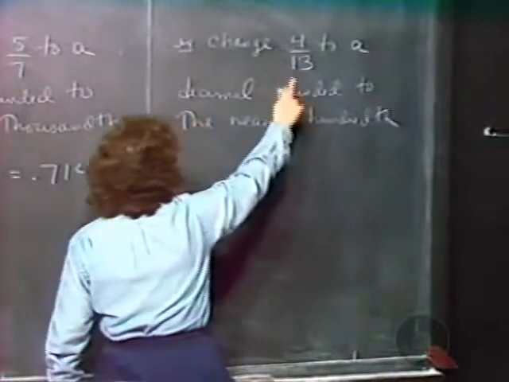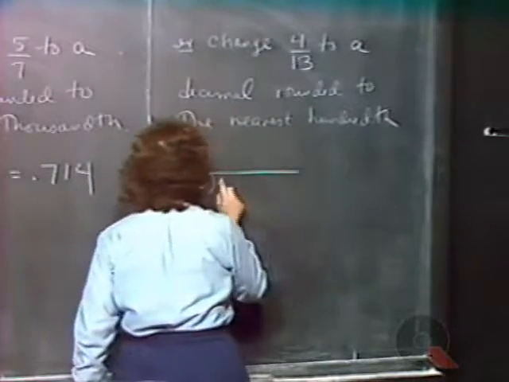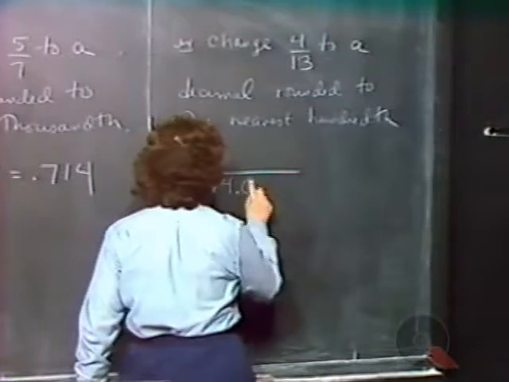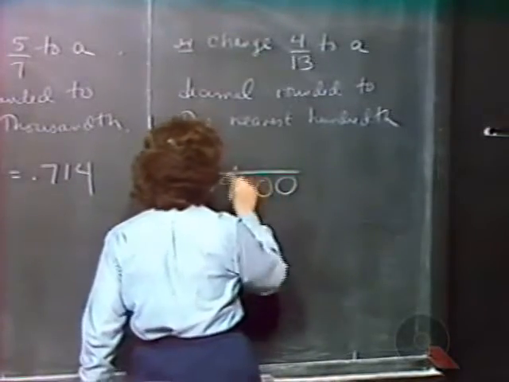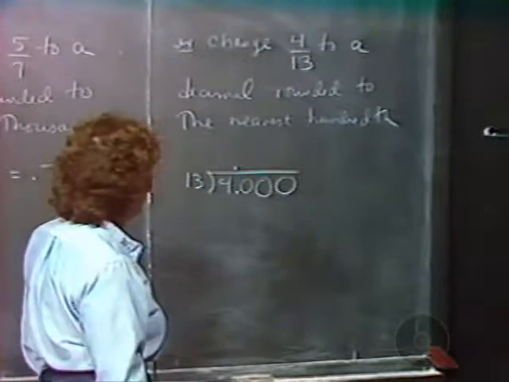Four thirteenths means 4 divided by 13. 13 into 4. Now, I want it to the nearest hundredth. I want it accurate to 2 decimal digits. Therefore, I will carry it to 3 decimal digits and round correct to 2 decimal digits.